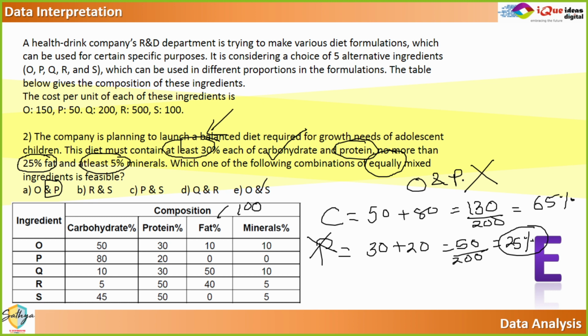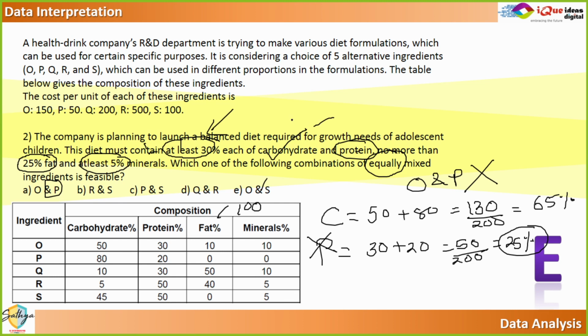Krish, not more than 25. What is not more than 25? Fat is not more than 25. 25 से ज़्यादा नहीं होना चाहिए. 25 से कम तो हो सकता है. Fat should not be more than 25. Krish, did you get that? Fat should not be more than 25.